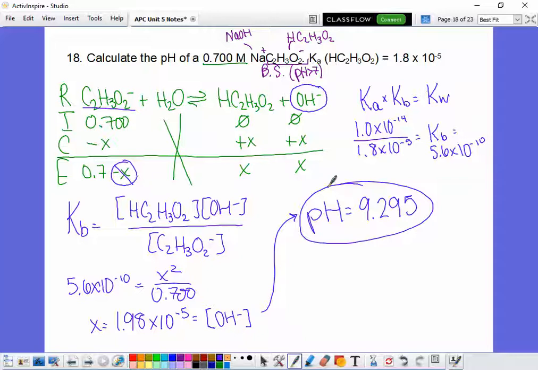The number one thing people do here is they take acetic acid and put it in water. But this isn't a weak acid. This is a salt, so we're working backwards.